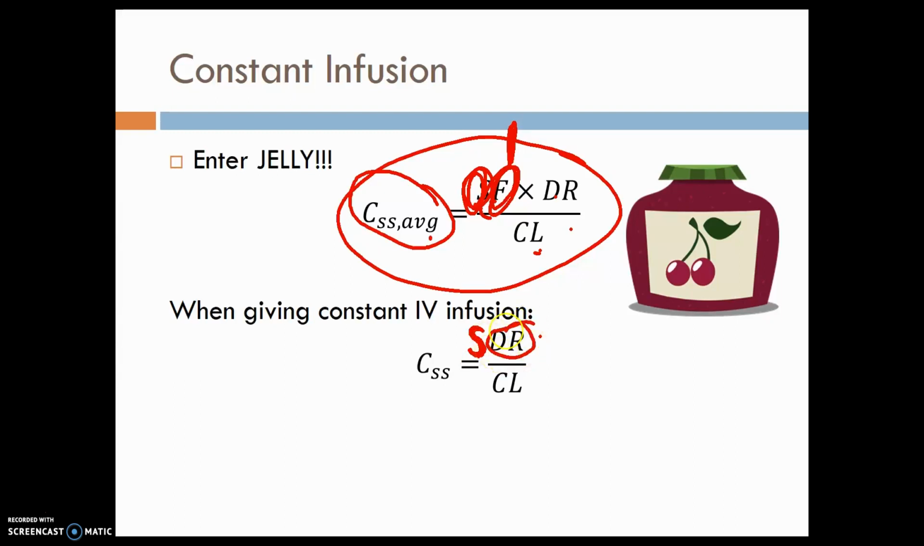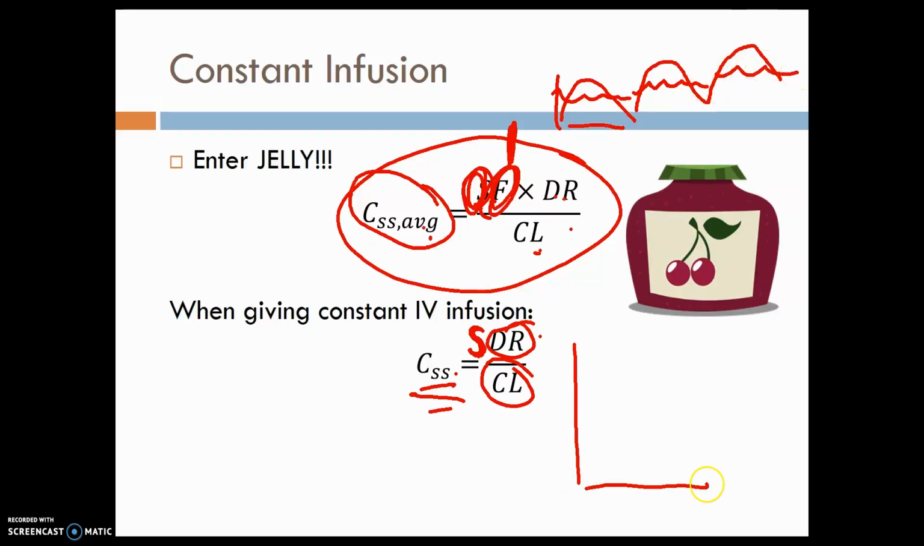So we put our dose rate in here, our clearance in here, and this will give us our concentration at steady state. Why is this concentration at steady state and not average concentration at steady state? Because this is when we're giving repeated doses, right? So we're giving a dose, we're giving a dose, we're giving a dose. So here, it's the average concentration. If we're giving a constant infusion, it's going to be a concentration. It's not an average concentration.